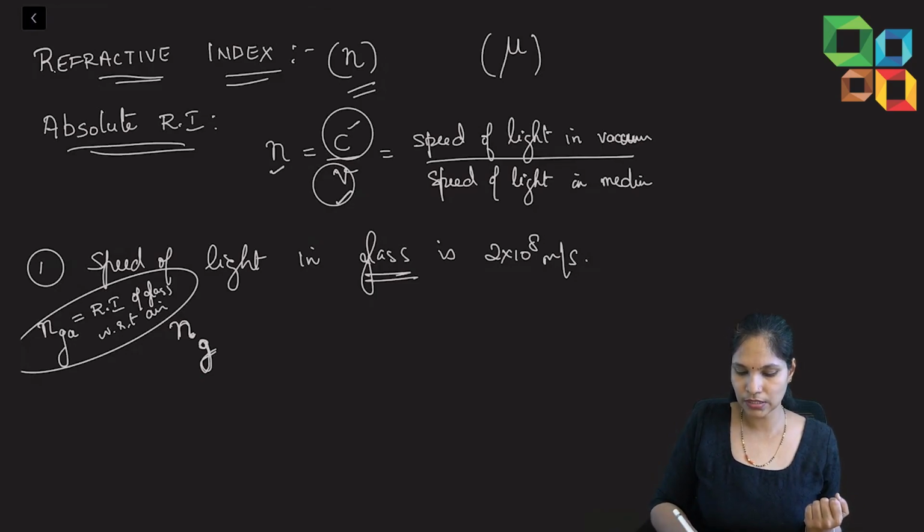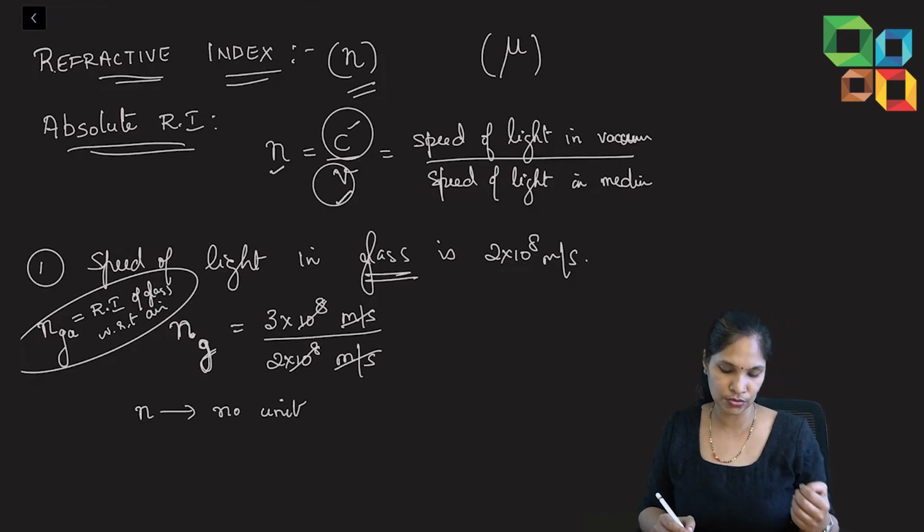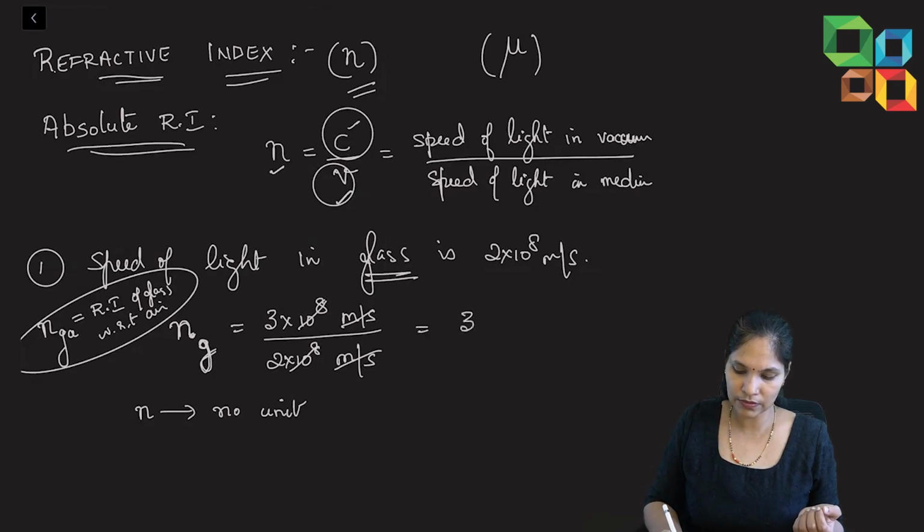Okay. So now I'm asking you to calculate the value for refractive index of glass. I gave the speed of light in glass for you. You know speed of light in vacuum is 3 into 10 to the power 8 meter per second divided by speed of light in the glass, which is 2 into 10 to the power 8 meter per second. You can see the unit cancels. So please make a note that refractive index has no unit. Both are speed ratios, so the unit will cancel. So you ended up with absolute refractive index of glass as 3 by 2. You can even write it as 1.5.